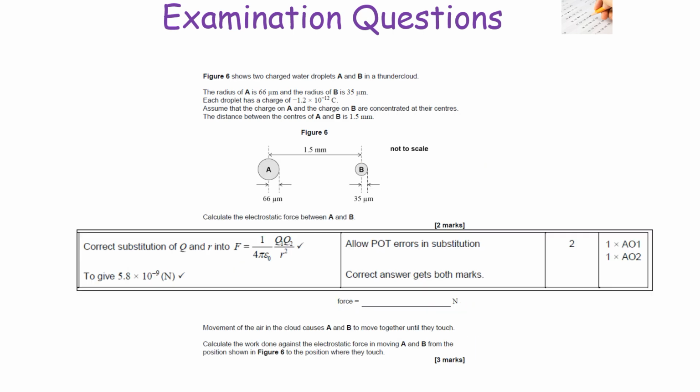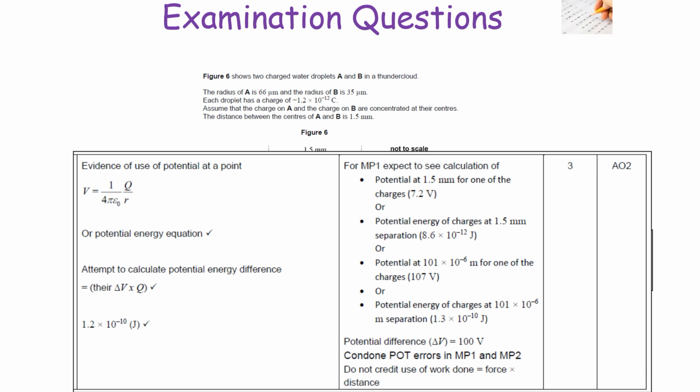So just to clarify, why do we get the potential at 1.5 millimeters and why at 101 times 10 to the minus 6 meters? Well, if you look through here you can see that the separation is 1.5 millimeters in that particular question, and then we're calculating the work done from that position to where they touch. So we're looking at the difference between the two of them. So when they're touching, the centers are separated by about 66 micrometers plus 35 micrometers from center to center at that point. So therefore you can work out what the distance is at that point.